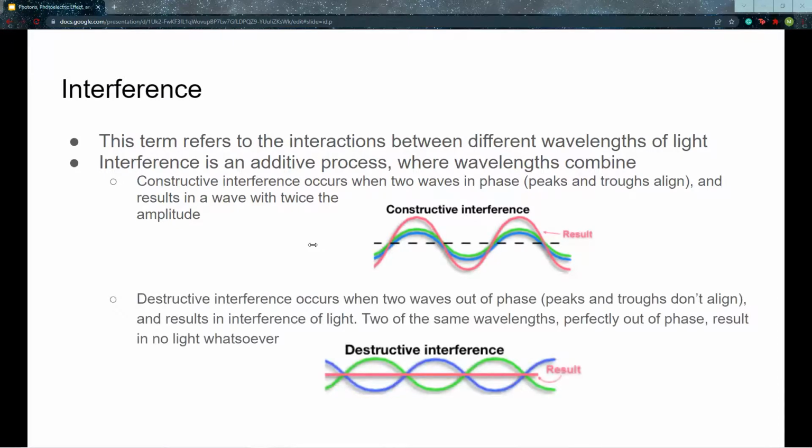Destructive interference occurs when two waves are out of phase, meaning that their peaks and troughs are not aligned, and results in the interference of light. Two of the same wavelengths that are perfectly out of phase will negate one another, and no light whatsoever will be emitted.